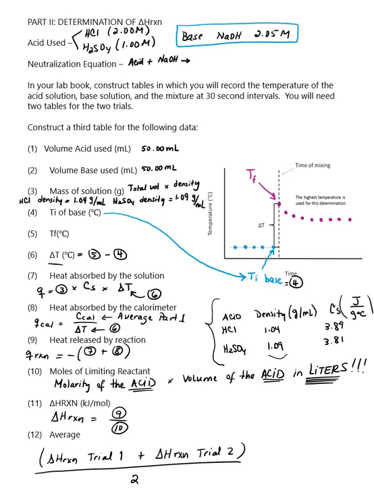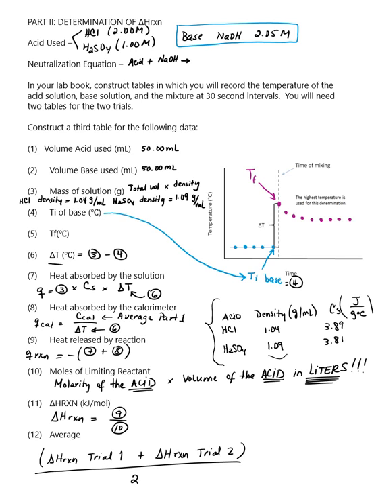So to calculate the heat, you're using the same equation again, mass times Cs times delta T. So your delta T is the change in temperature, which you can calculate using your final temperature that you're recording for the mixture and the initial temperature that you're recording for the base. We can do that because we're assuming that the initial temperature for the acid and the base is exactly the same. So you can use just the temperature for your base to find out your change in temperature.